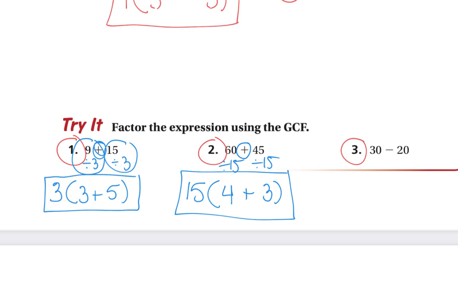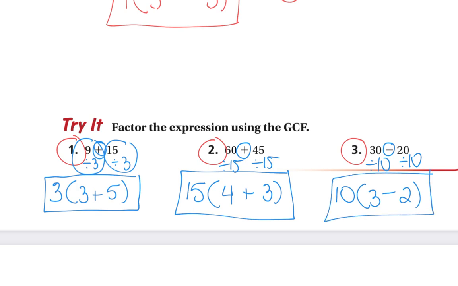Okay, number 3, the greatest common factor between 30 and 20 is 10. So we're going to divide out a 10 from 30, you get 3, minus divide out a 10 from 20, you get 2. So the factored expression is 10 times (3 minus 2).